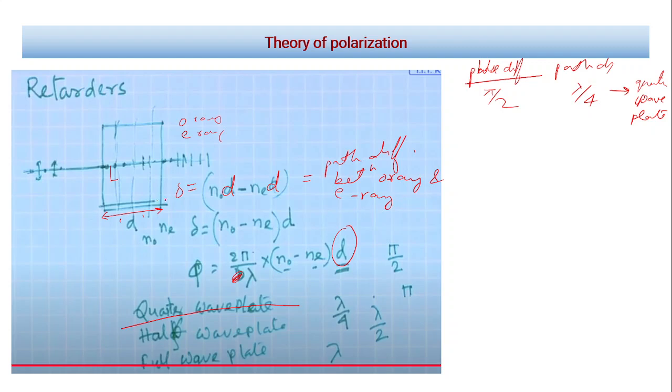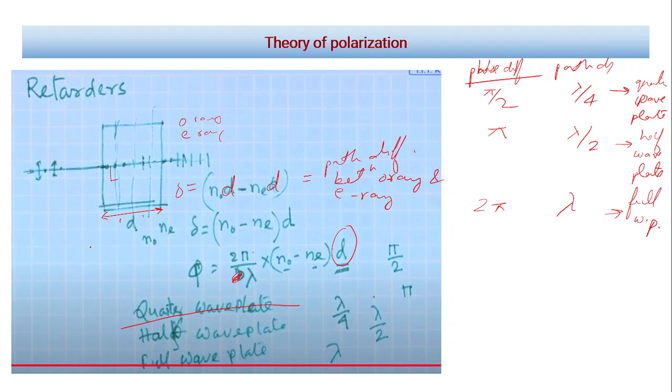If I keep the width of this material such that the phase difference between them is π, then the path difference between them will be λ/2, and then we'll call it a half wave plate. We are calling this device a wave plate, half wave plate. That means the O ray and E ray will have λ/2 path difference. If again d will be such that the phase difference between them will be 2π, then the path difference between them will be λ, and we'll call it a full wave plate.